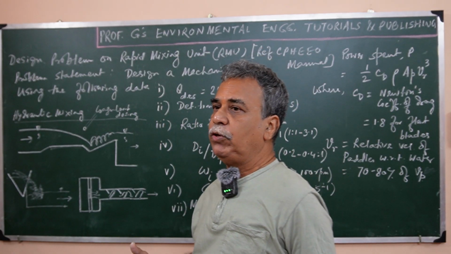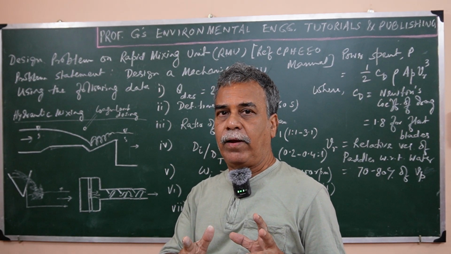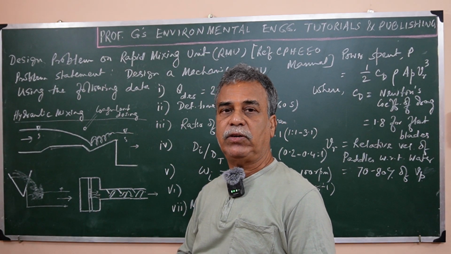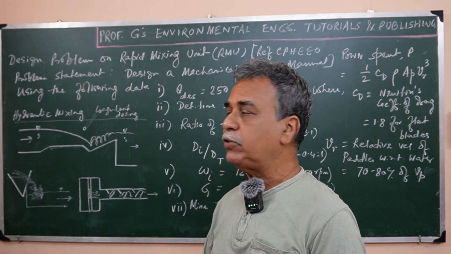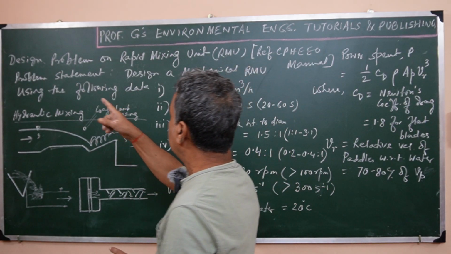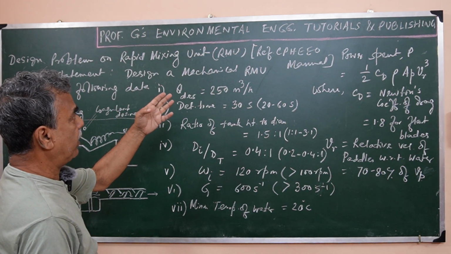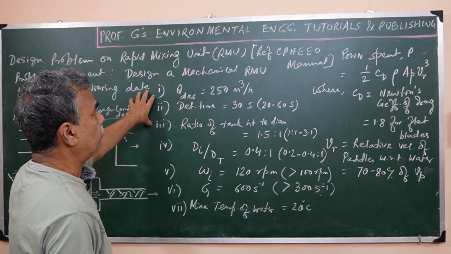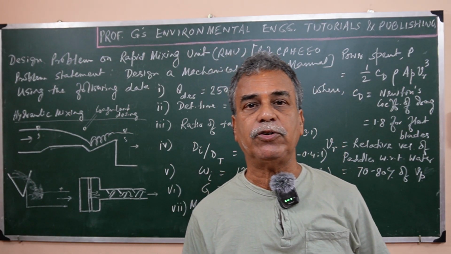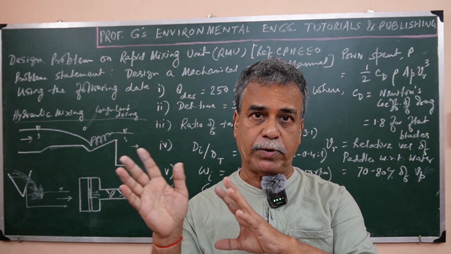And today we will try to understand the applications of these design criteria, parameters and considerations by illustration with a problem. So this is the design problem on rapid mixing unit, or in short RMU, and this problem I have taken from the CPHEEO Manual, so that if any confusion is there, you can consult the CPHEEO Manual in the appendix part.